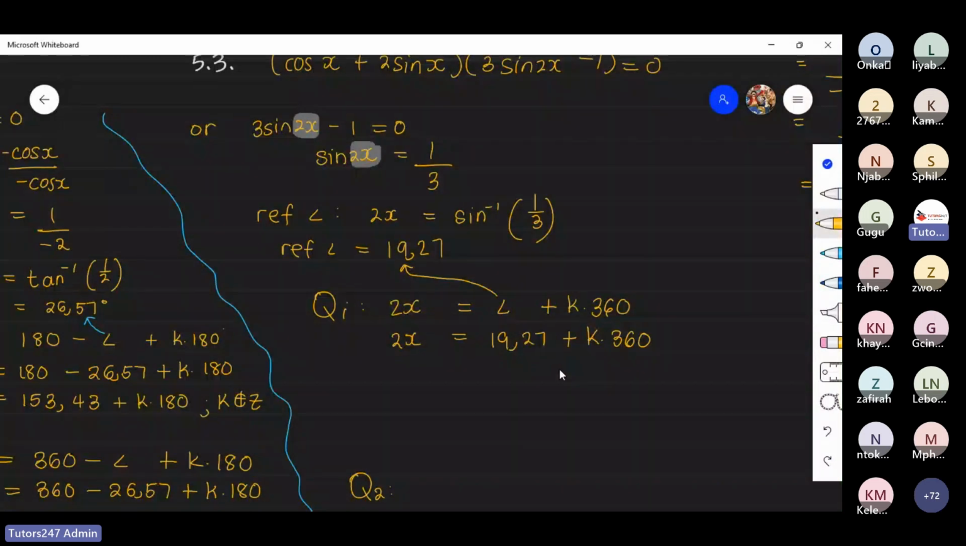I saw there was a few hands that went up. Just keep your hands up. I will address you after we're done with quadrant 1, okay?